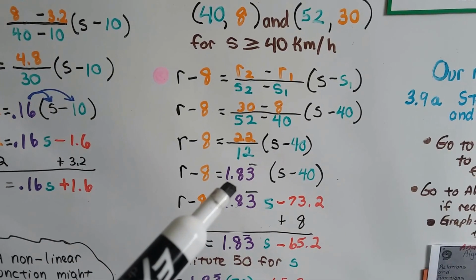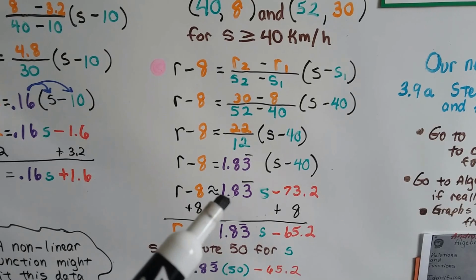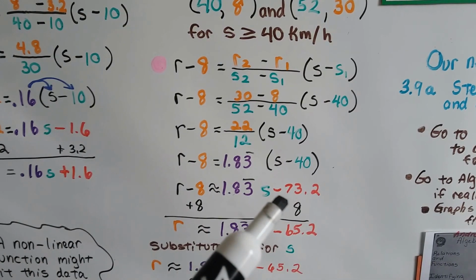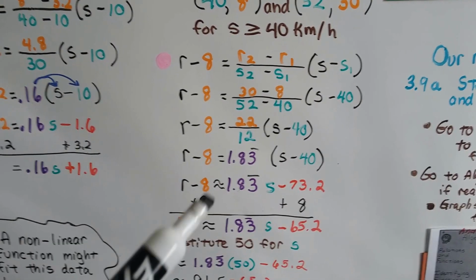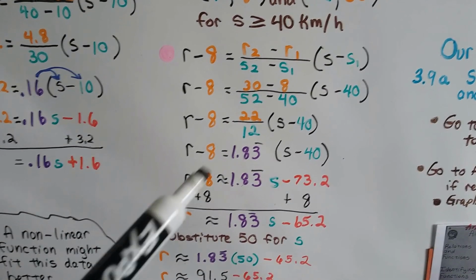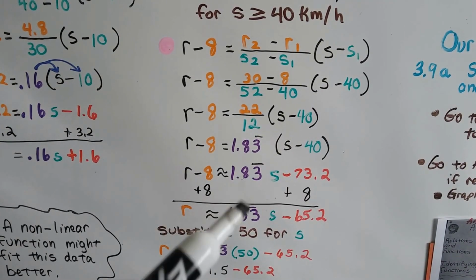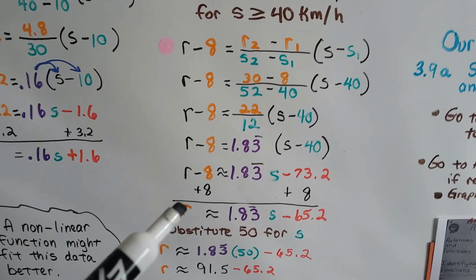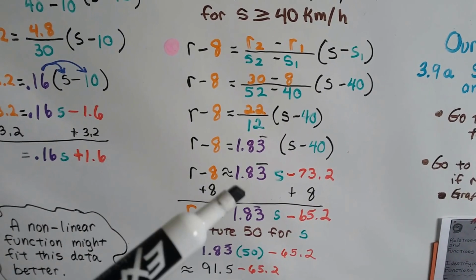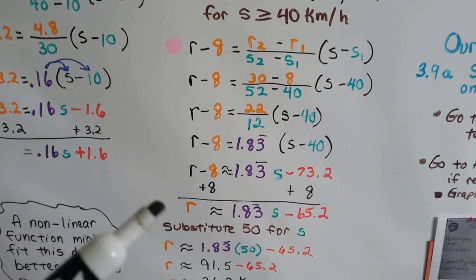Now I have to distribute this 1.83 into the parentheses, and I got 1.83s minus 1.83 times a negative 40, which is a negative 73.2. We need to isolate the R, so we're going to add 8 to each side to get rid of this minus 8 here, and that gives us R is approximately, because of that 333 thing at the end of this decimal, approximately 1.83s minus 65.2. So this is the equation we can use for when the speed is over 40 kilometers per hour, okay?